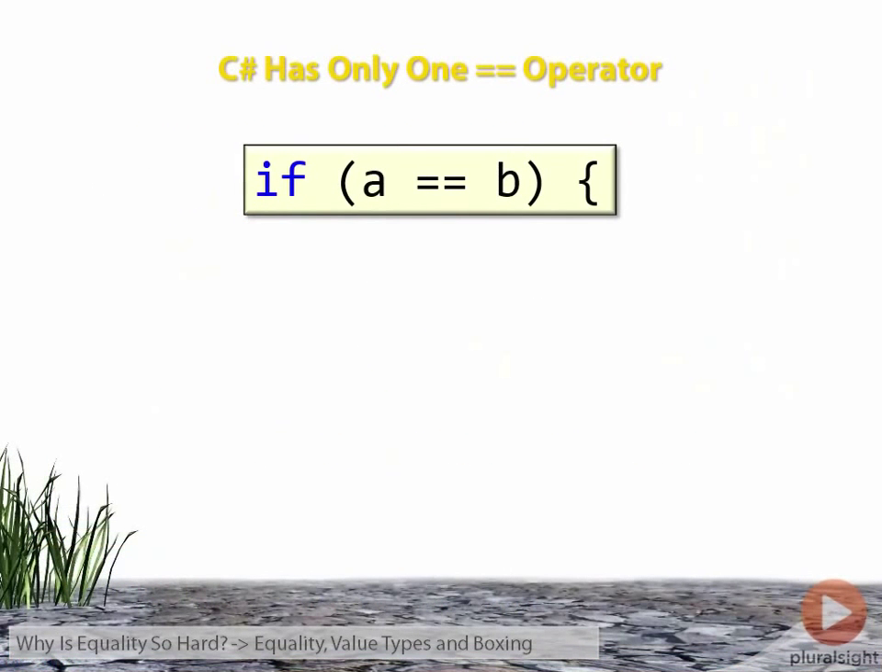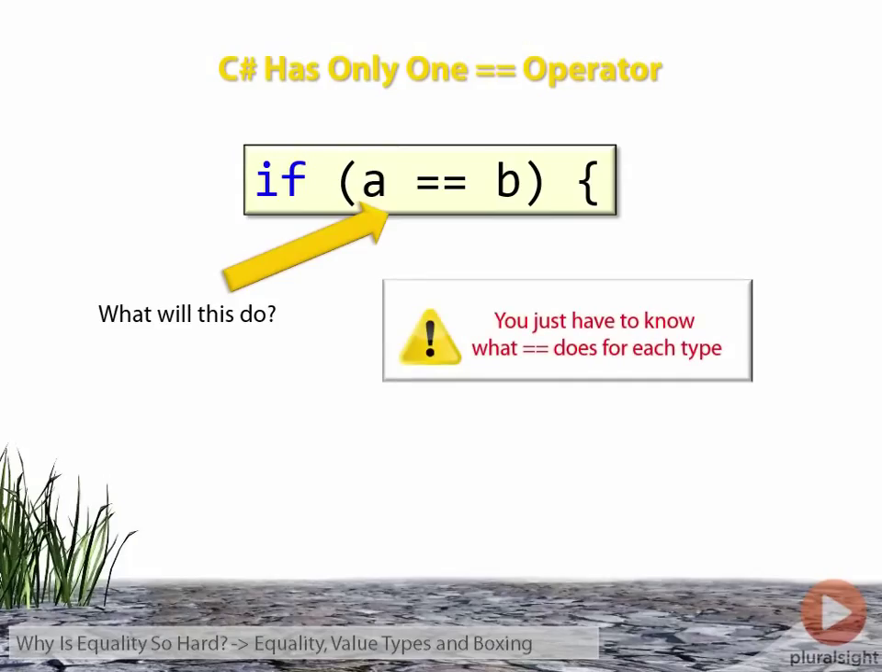All this, of course, would probably not have been a problem if C# had different operators for reference and value equality. But it doesn't, which I think is a shame. C# has just one equality operator, and there's often no obvious way to tell up front what the operator is actually going to do for a given type. You just have to know. There's not really any way around that. That's just how C# is designed.